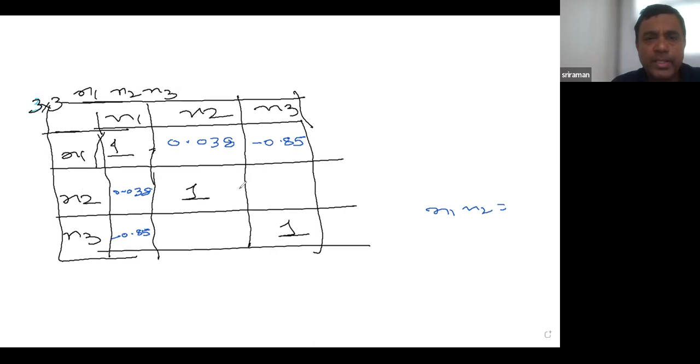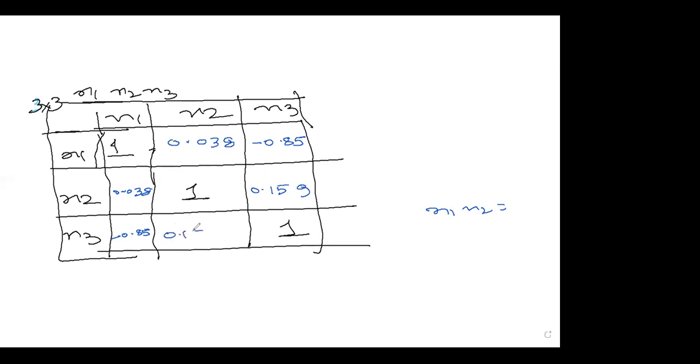Now x2 and x3, what is the value? So let's assume it is 0.159. So x2 and x3 is that. How much is x3 and x2? So that is also going to be 0.159.